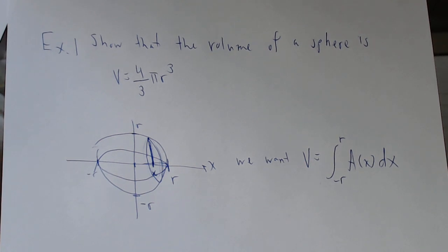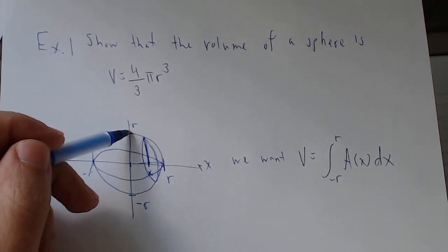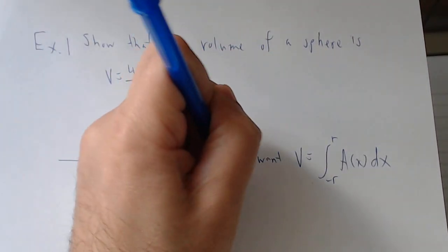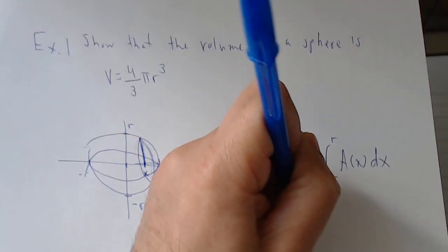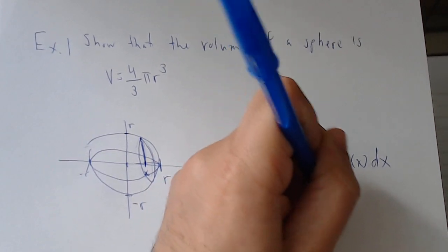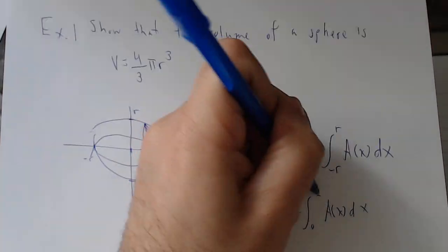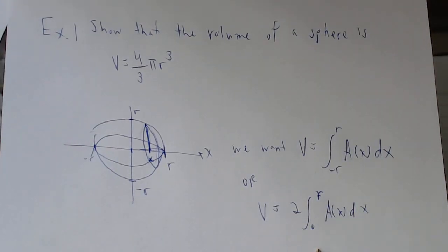Okay, and so better yet, we could say, look, since this is symmetric with respect to the y-axis, aren't we better off? Or we could say the volume from 0 to r of A(x) dx, and I could just double it. So this would also get the job done. Okay, so whichever one you want to do, it doesn't matter.